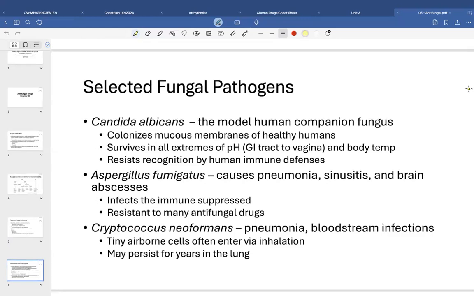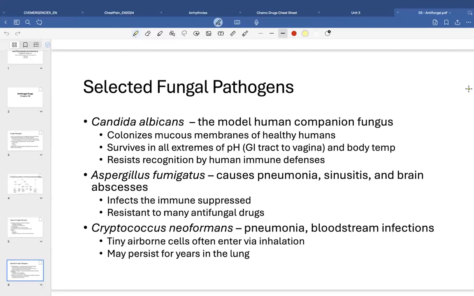That is because, well, for one, it latches on, it survives all extremes of the very acidic pH of the GI tract to the more alkaline pH of the vagina. It can survive a wide range of body temperatures as well, and it resists recognition by human immune defenses. So when Candida overgrows, we really do need to address it, very often pharmacologically, either topically or systemically.